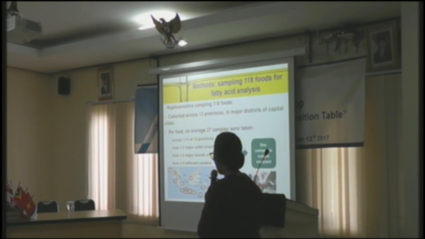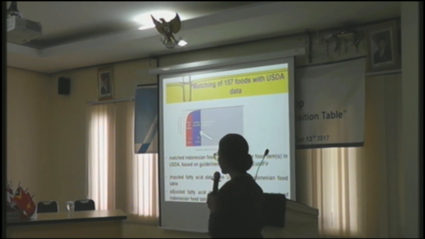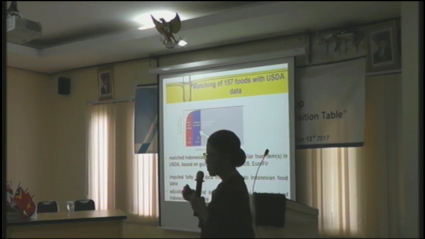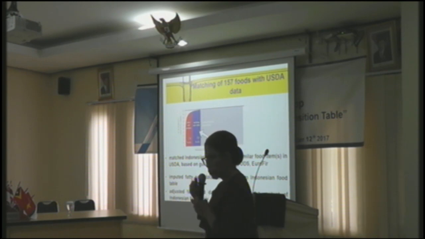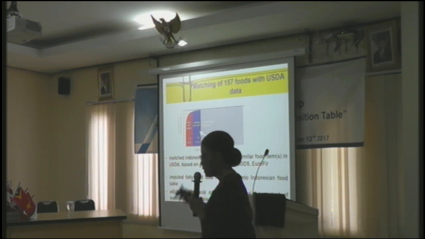To analyze the fatty acids, we composite the food, and then it was brought to Wageningen, Netherlands, to analyze the fatty acids of the composited food. For the other foods, they matched the Indonesian food with the most similar food item in the USDA based on FAO guidelines, imputed fatty acid data from USDA into the Indonesian food, and adjusted the fatty acids to match the total fat content of the Indonesian food table. That's how they generated the individual fatty acids of the food. So 120 foods were chemically analyzed in Wageningen, but the rest, about 160, is by borrowing or imputation from the USDA data.